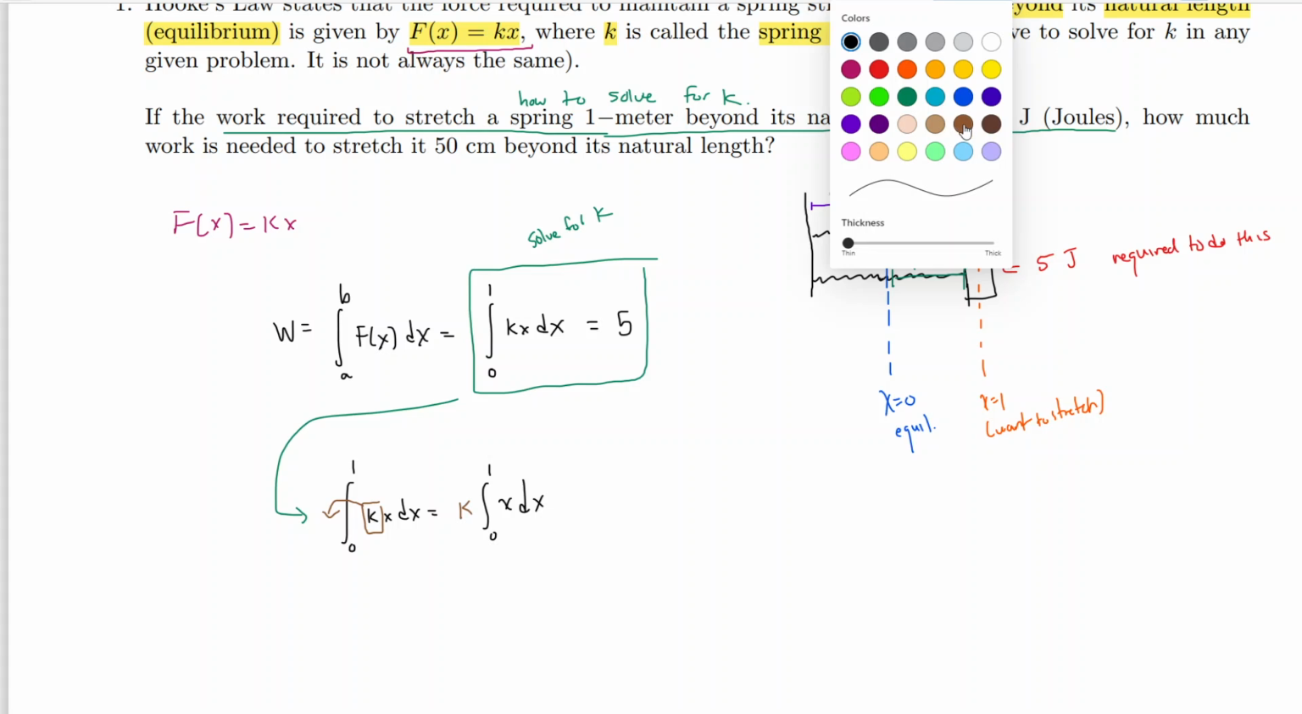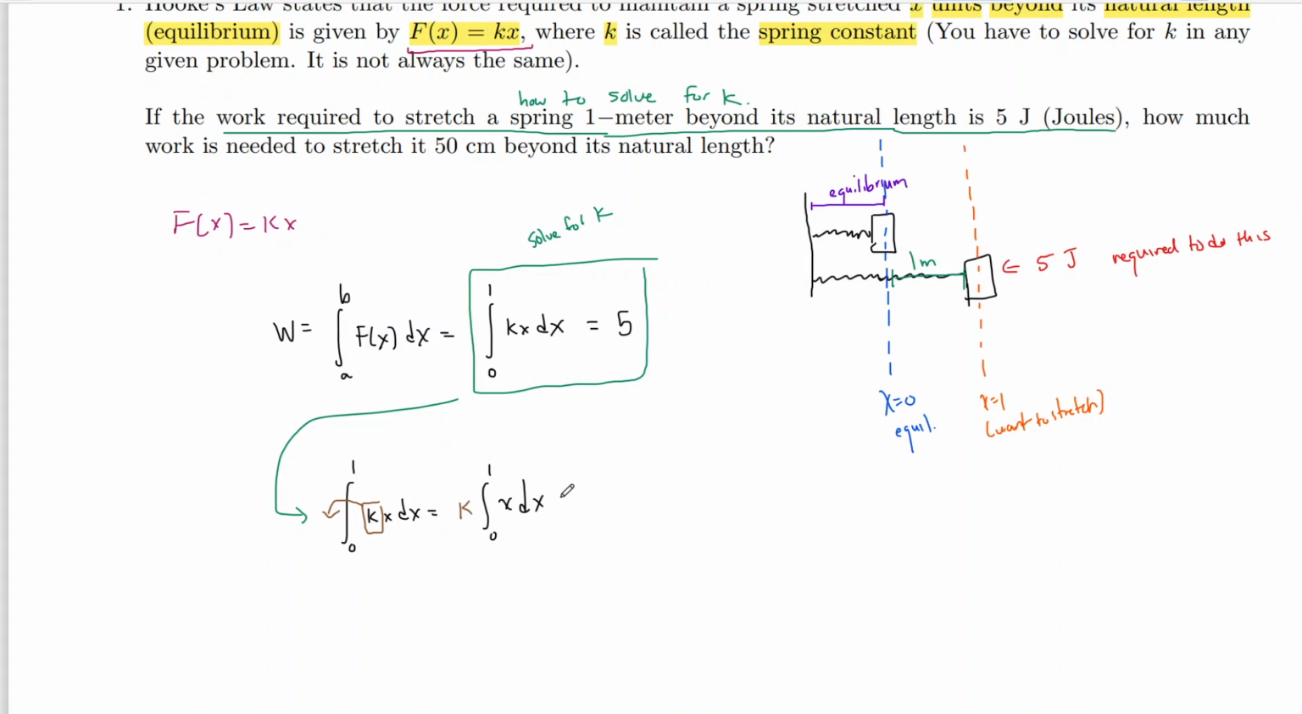Now just let k be along for the ride. It's not going to do anything for a while. We want to go ahead and integrate x. Well, x is just x squared over 2. And we want to integrate from 0 to 1.